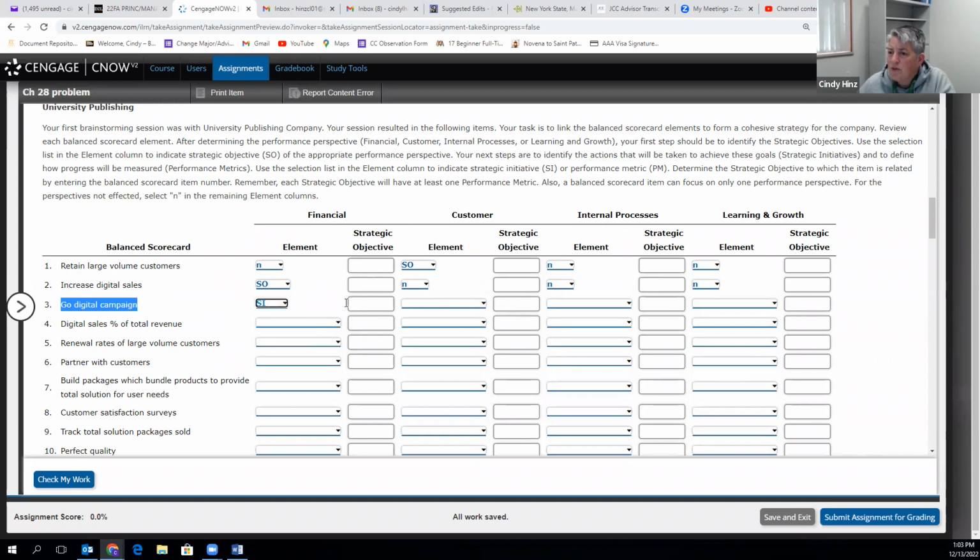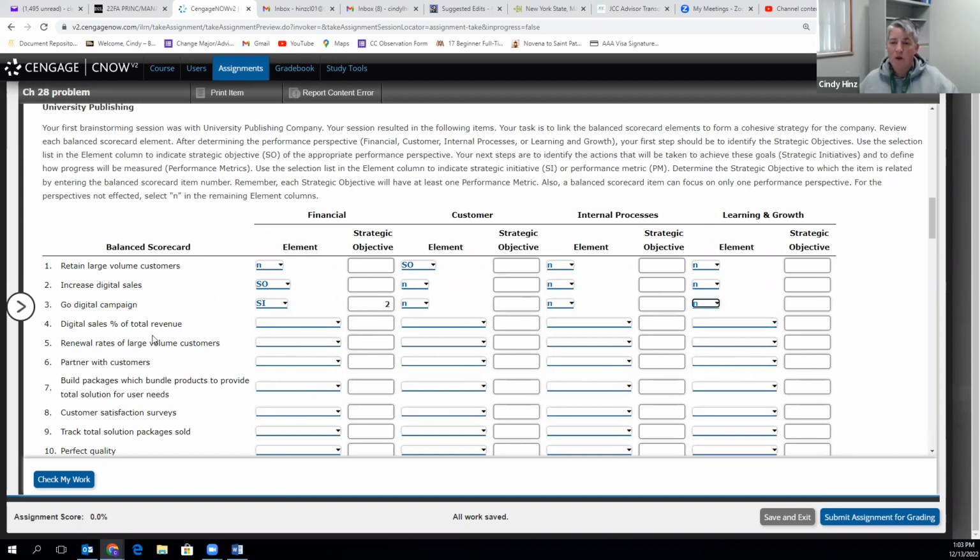That initiative would help us support this objective of increasing digital sales, which you can see right here is number 2. So I'm going to put a number 2 there, because that's the initiative tied back to that number 2 objective. Then I just need to mark all the rest of these as Ns because those are not relevant.